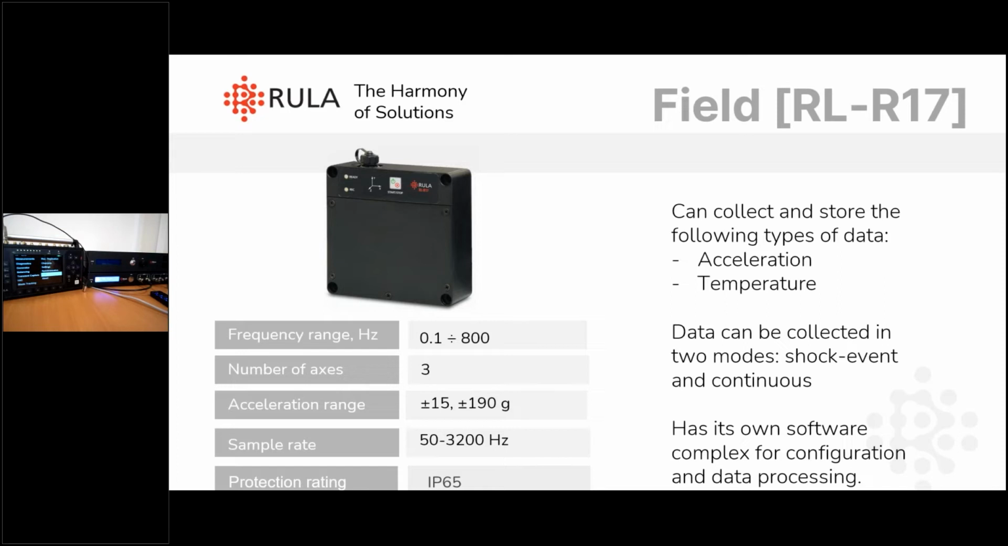The device has an embedded 3-axle accelerometer and covers a frequency range from 0.1 to 800 Hz with a sample rate from 50 to 3200 Hz. It records timestamp data to the internal memory. We can also record temperature with it, and currently we're planning to upgrade the device to include humidity measurements.